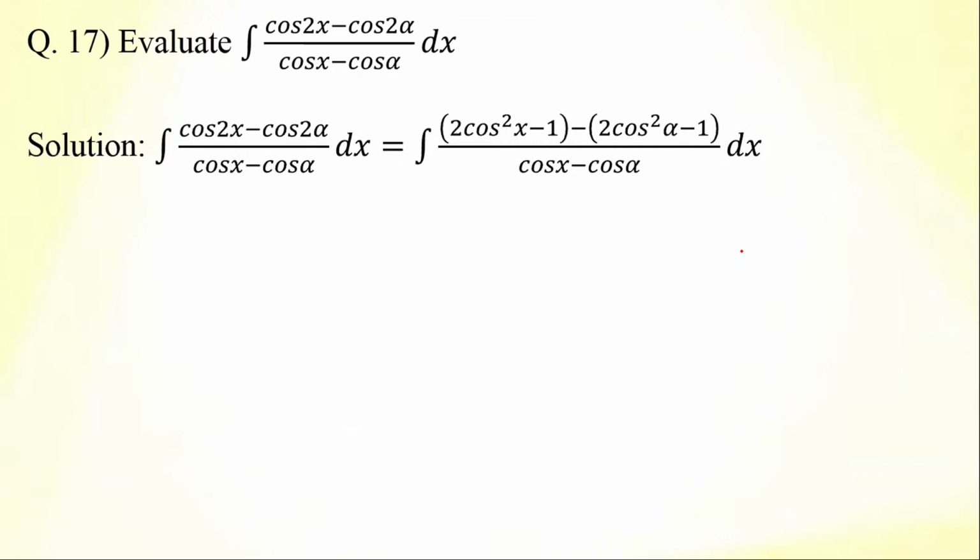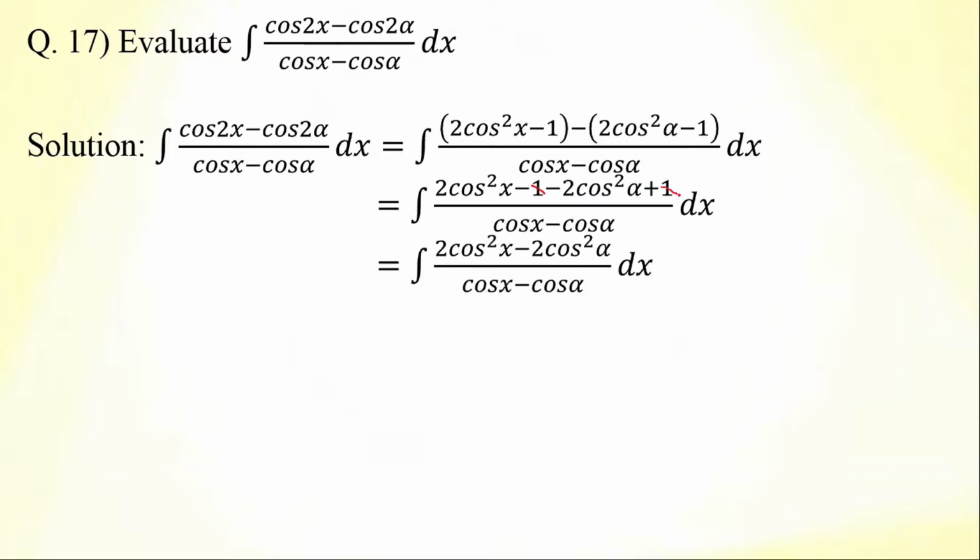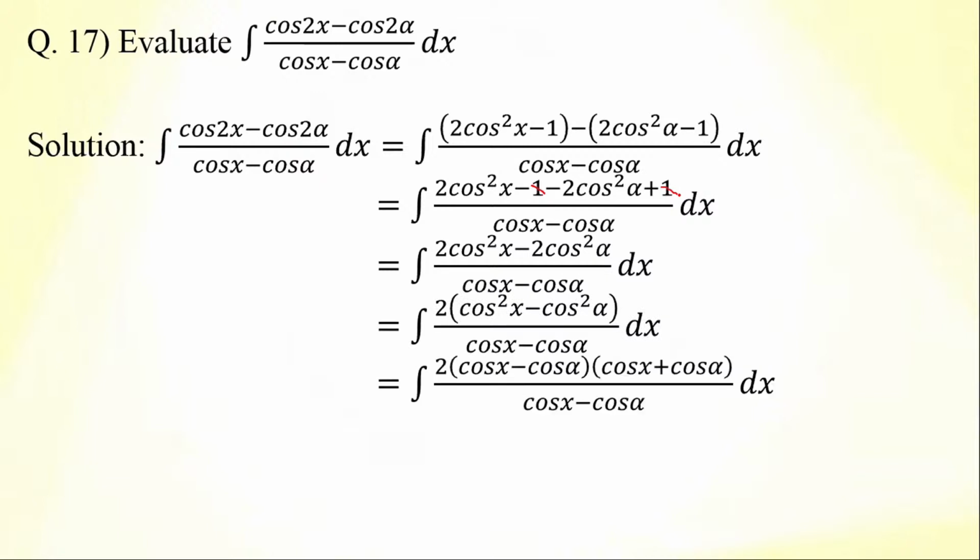Similarly, cos 2 alpha will become 2 cos square alpha minus 1. And simplify them. So this minus 1 and this plus 1 cancel out each other, and you will get only 2 cos square x minus 2 cos square alpha in the numerator. Take out this 2 common and you will get a square minus b square in the bracket. So apply the identity (a minus b)(a plus b), and this common factor cos x minus cos alpha can be cancelled from numerator and denominator. And we have to integrate only twice of cos x plus cos alpha.